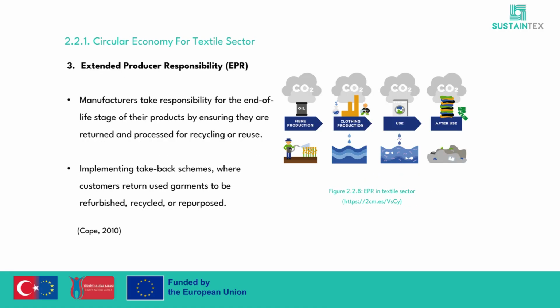Third aspect of circular economy in textile sector is extended producer responsibility, EPR. For example, manufacturers take responsibility for the end-of-life stage of their products by ensuring they are returned and processed for recycling or reuse, and implementing take-back schemes, where customers return used garments to be refurbished, recycled, or repurposed.